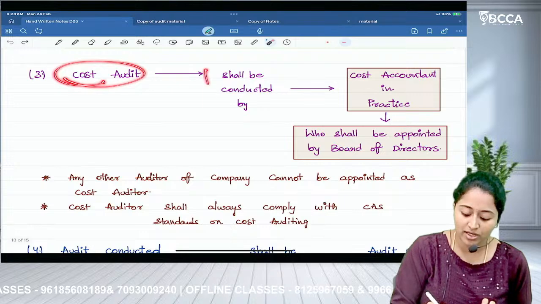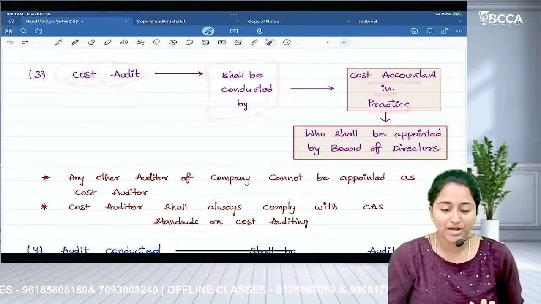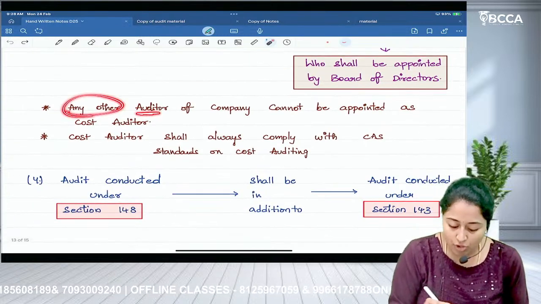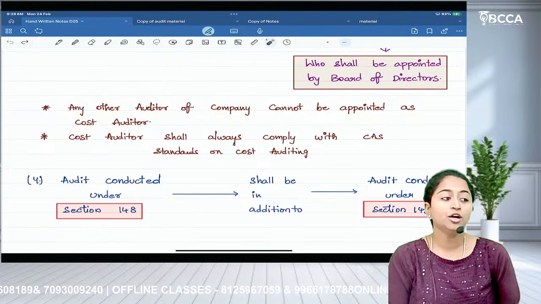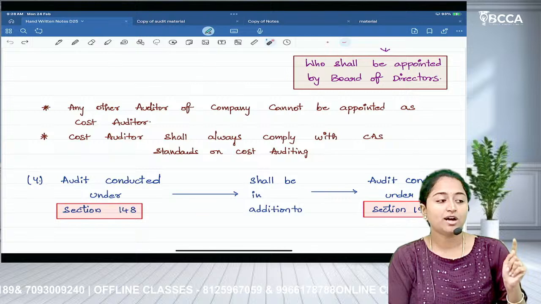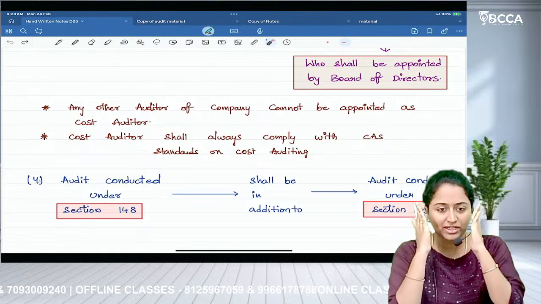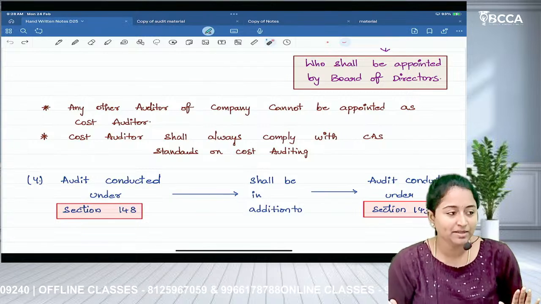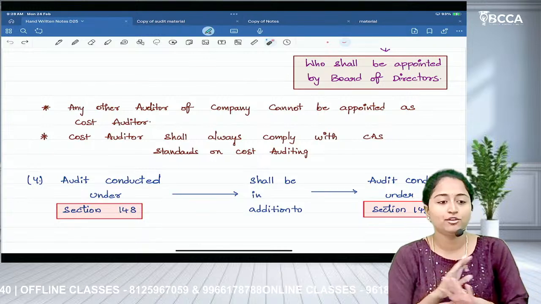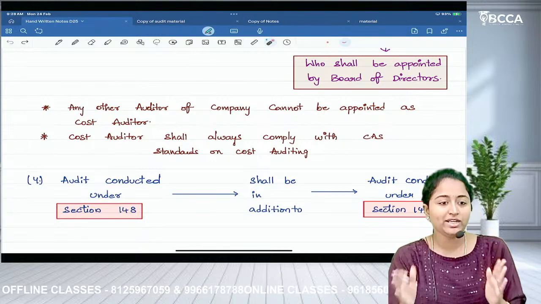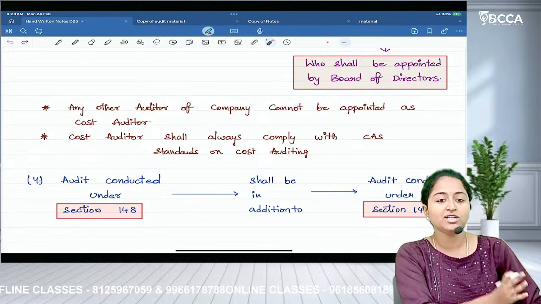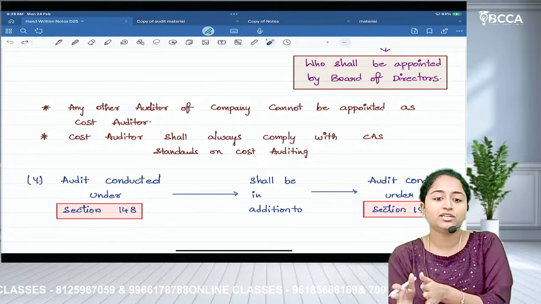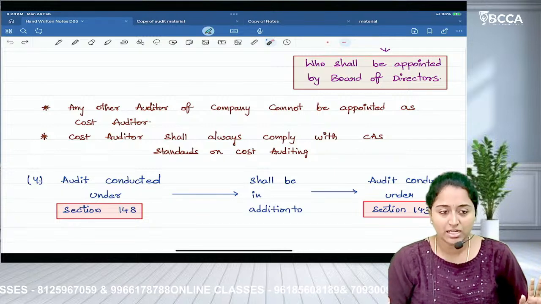Now who can do the cost audit? It shall be conducted by a cost accountant in practice who shall be appointed by the board of directors. Any other auditor of the company cannot be appointed as a cost auditor. A cost auditor shall be appointed as an independent person only for doing cost records and cost audit. He will not be involved in any internal audit department, any statutory matters, or any financial matters. He'll only come and do cost records. He'll just verify the cost records and do the cost audit. So any other auditor cannot become a cost auditor. A cost auditor cannot also be involved in any other matters of the company.